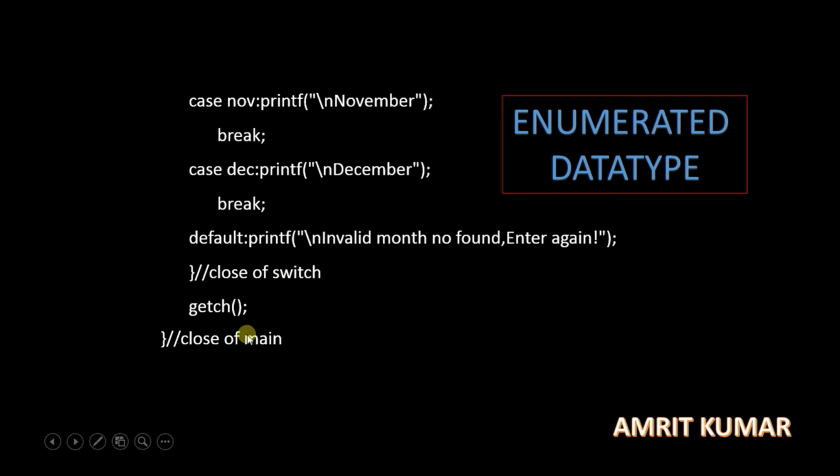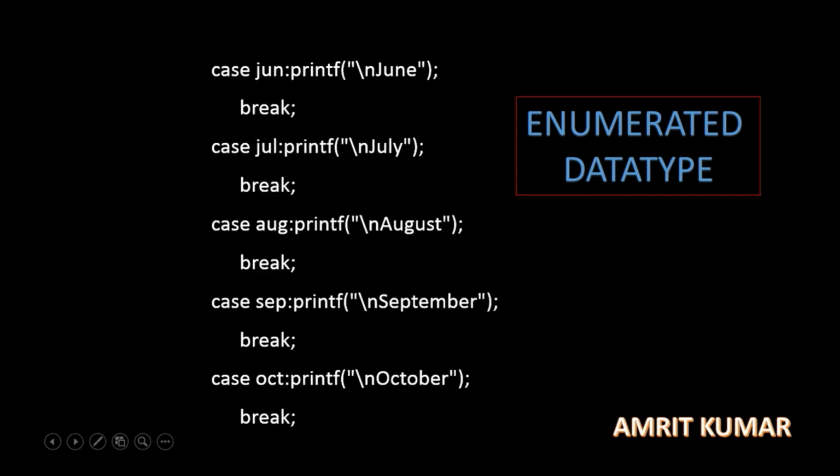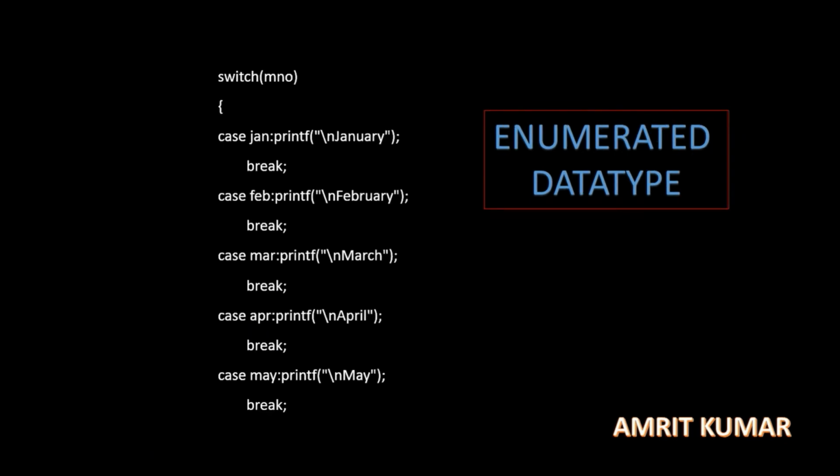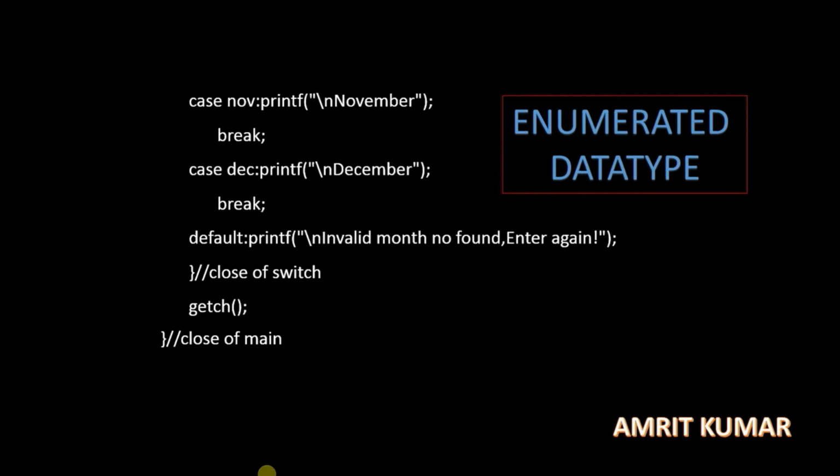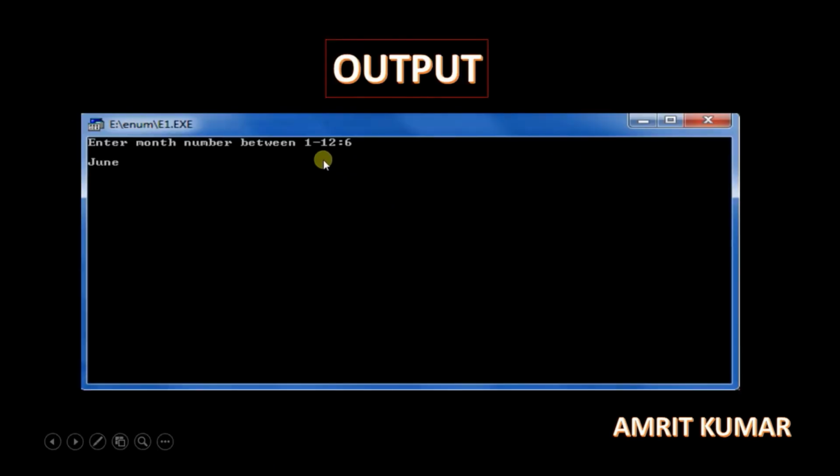So I think that you have done this kind of code in C language with the switch case, because whatever number is stored here, that is going to be executed. So this is the output. If the user has given 6, then June has been displayed.